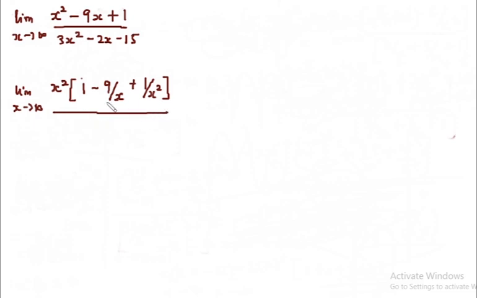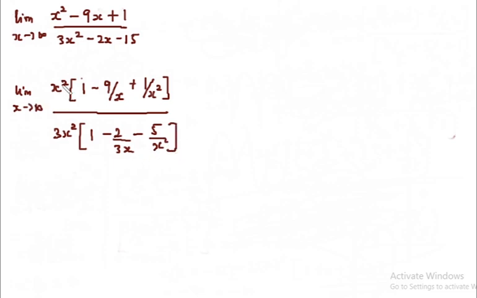divided by the term with the highest degree here, which is 3x squared. So I'm saying 3x squared, open bracket. Factorizing 3x squared from 3x squared is 1. Factorizing 3x squared from minus 2x, we have 2 over 3x. And then we have 5 over x squared.